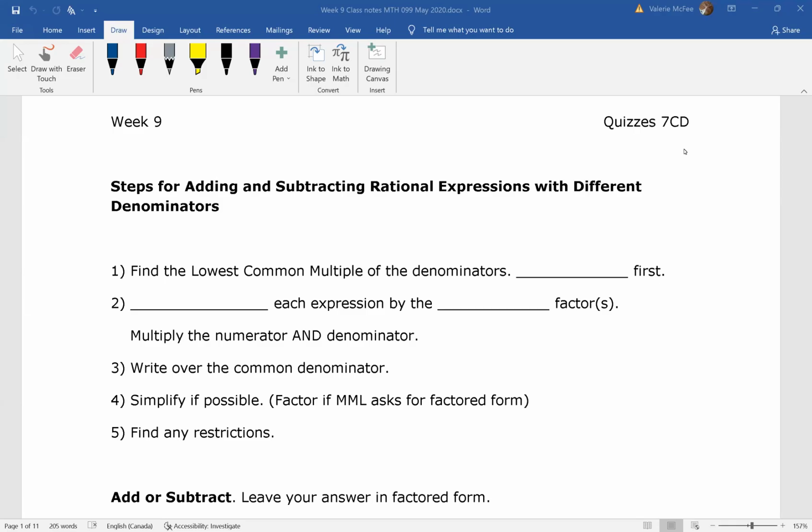So in the last couple of videos, we first of all talked about adding and subtracting rational expressions with common denominators. And then we looked at finding the lowest common multiple of polynomials so that we could find a lowest common denominator. All of that to get us ready for adding and subtracting rational expressions with different denominators.